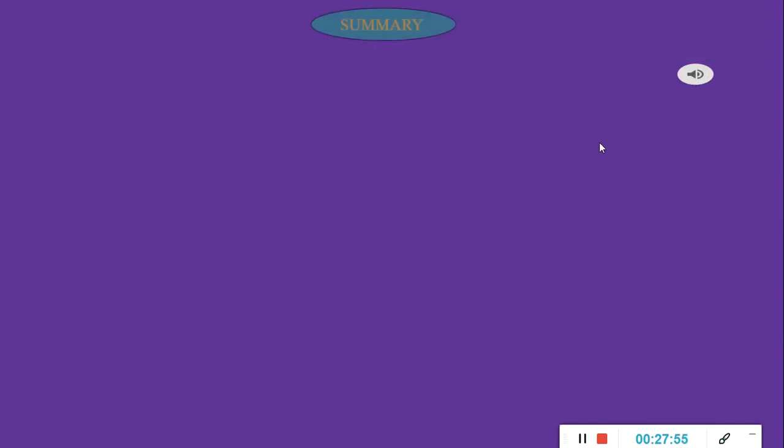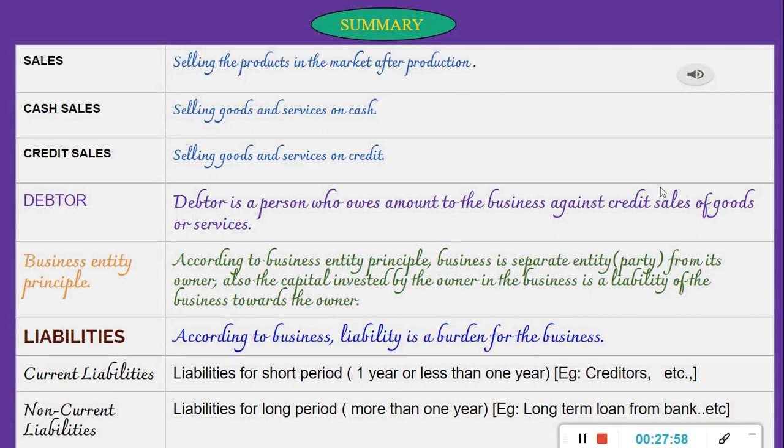Next point is sales. Selling the products in the market after production, that is called sales. Right? Now cash sales. Selling goods and services on cash. Credit sales. Selling goods and services on credit. Now debtor. What is a debtor? Debtor is a person who owes an amount to the business against the credit sales of goods and services. Now, business entity principle. According to business entity principle, business is a separate entity, a party from its owner. Also, the capital invested by the owner in the business is a liability of the business towards the owner.